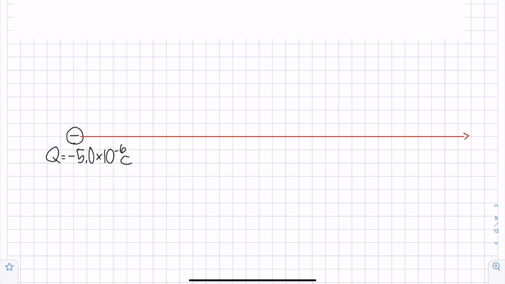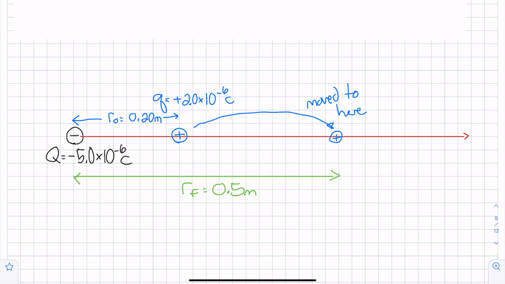I'm just putting in here a number line, basically a line to show the distance away. I'm now going to draw in my positive charge. It is initially 0.2 meters away from the fixed charge. It's going to get moved further away, and it is now a distance of 0.5 meters away from the fixed charge. I'm using initial and final notation here for the distances away, and we'd like to know what is the change in potential energy of these two charges.